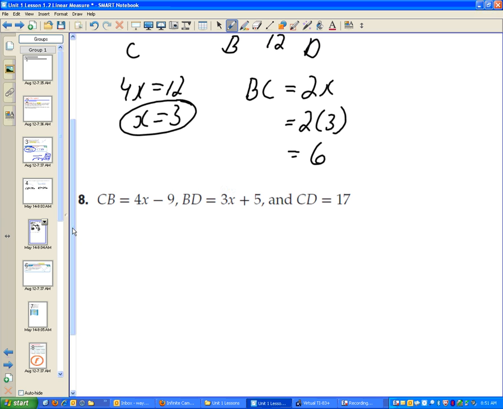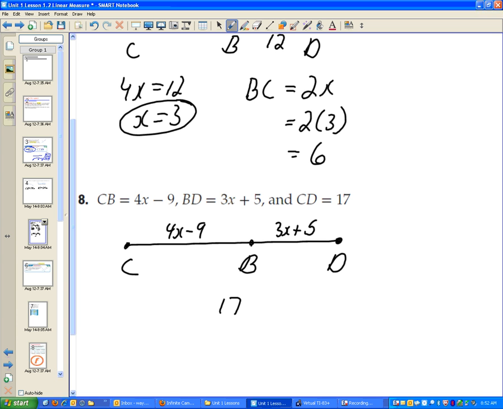So let's draw it again. Remember, in the directions, they told us that B is between C and D. So I'm going to draw the same kind of drawing: C, D, B. And I'm going to label the information they give me. The length of CB equals 4x minus 9. The length of BD equals 3x plus 5. And the length of CD equals 17. Now, CD is that whole entire segment. So labeling that, I'm going to drop it down a little bit so it doesn't look like it's the length of either CB or BD.